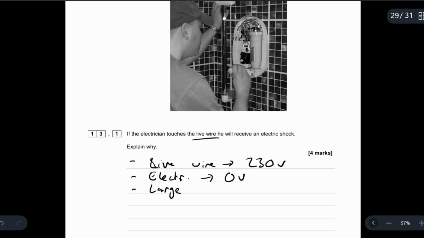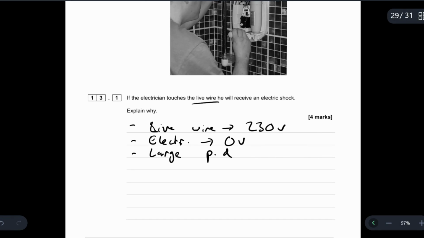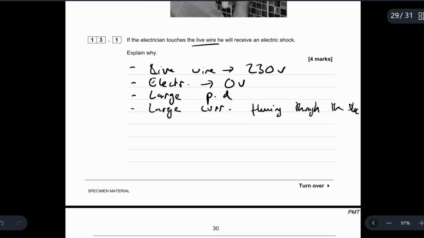So here you can see there's a large potential difference. You can see the difference in potentials, right? This one's 230 and the electrician at 0 volts. And so once he touches it, he's making a connection between an area of very high potential and a very, very low potential. And you've got a large potential difference, and that means you're going to get a large current flowing through his body, flowing through the electrician. And that is going to be the thing that's responsible for giving him an electric shock.